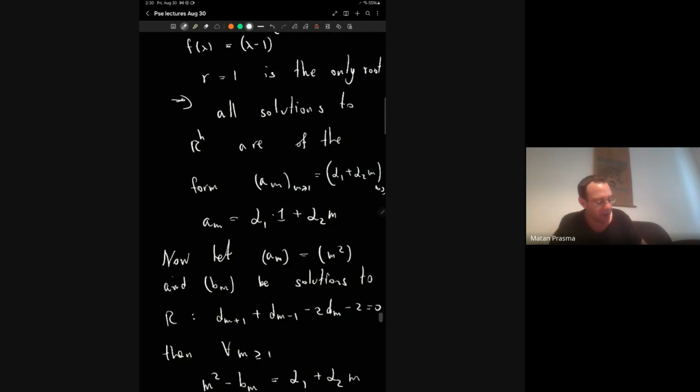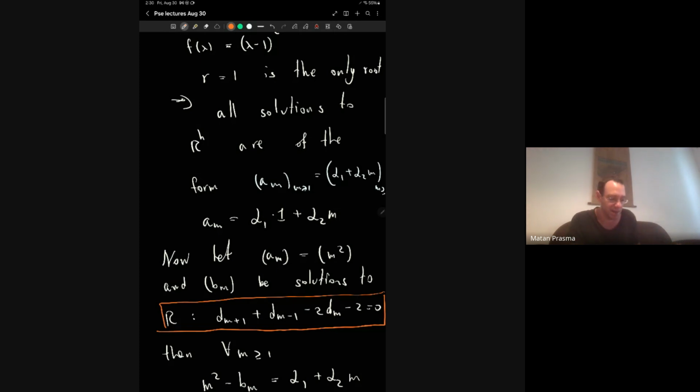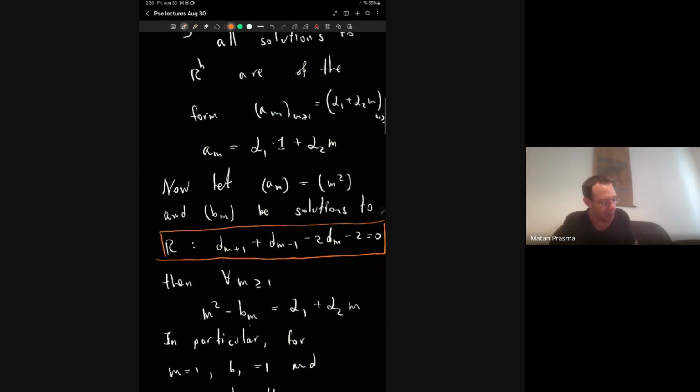And now I go back to the original problem of finding a solution to the non-homogeneous recurrence relation. And I know that A_M equals M squared is one solution to this relation, right? Yes. Okay. And let's say I have another solution, B_M, then I subtract the two solutions, M squared minus B_M, and I know that it has to be a solution to the homogeneous relation, RH, right? But we concluded that solutions to the homogeneous relation have to be of the form alpha 1 plus alpha 2 m.